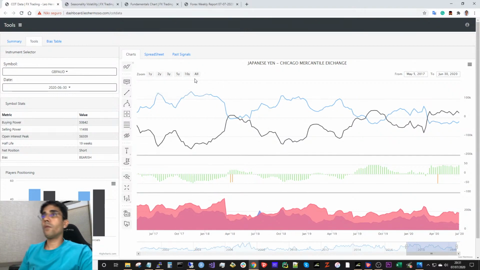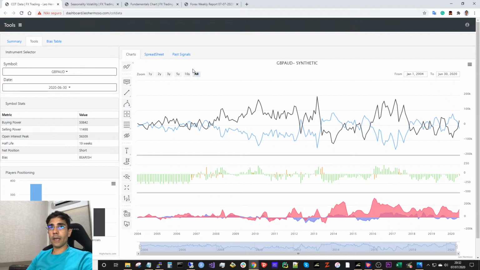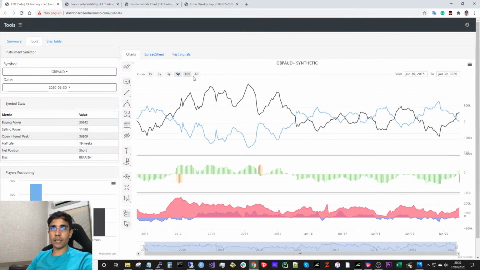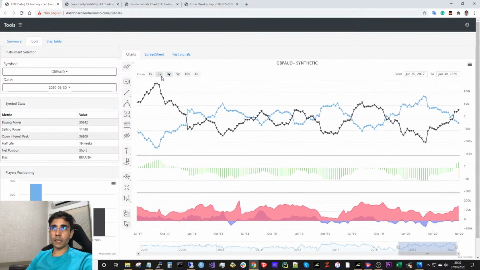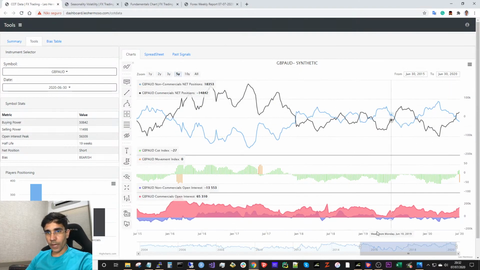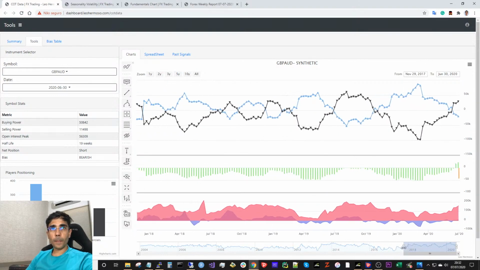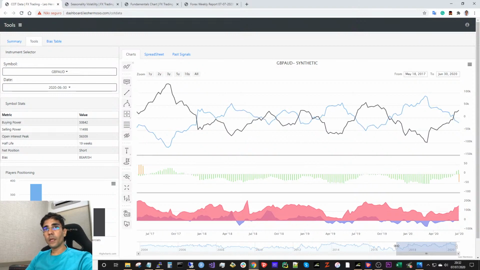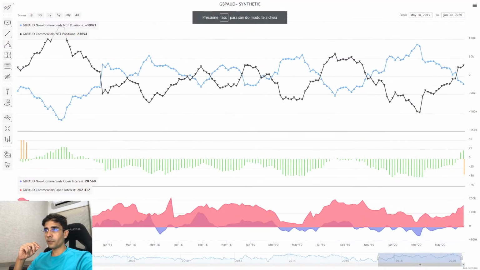Okay, so what was the signal that we have for GBP AUD, and why do I think this is interesting? If we don't see any kind of extreme right here, I tell you why. Can you see this? Let me maximize this so I can comment.